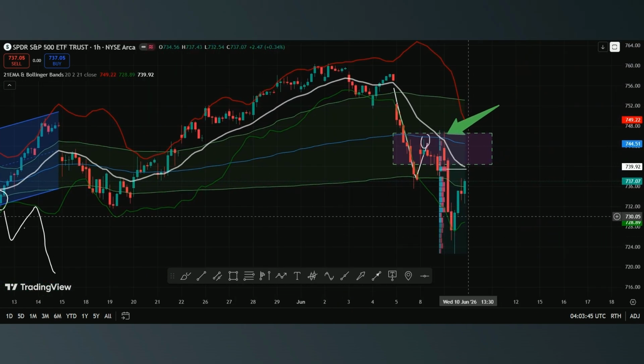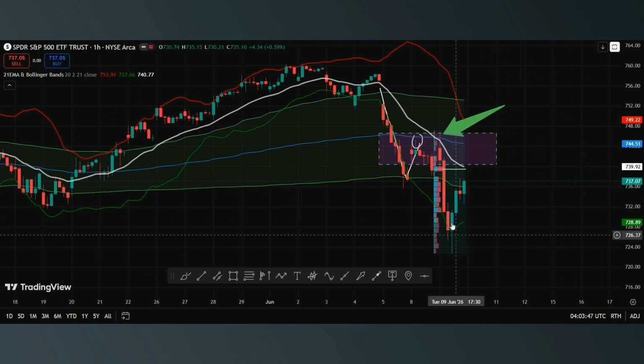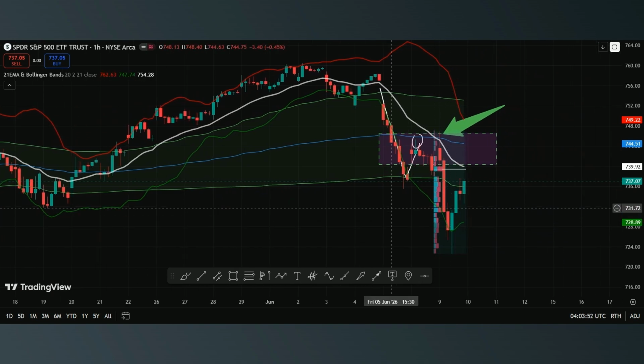All right, and now we're already trying to do a V-bottom reversal, do a reversal here. So we have a lot of things to think about, of course. And just remember, guys, that this is a mental game, all right? This is a mental game.